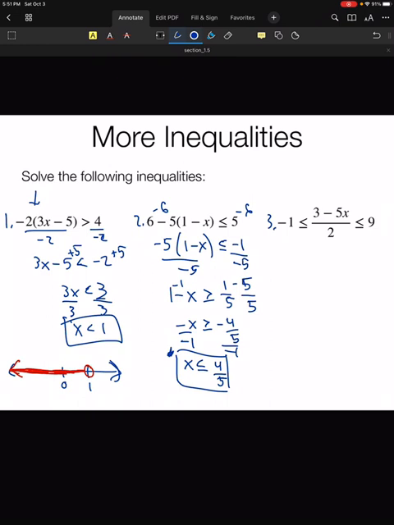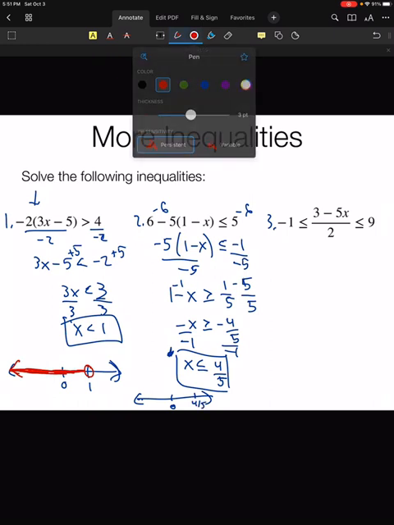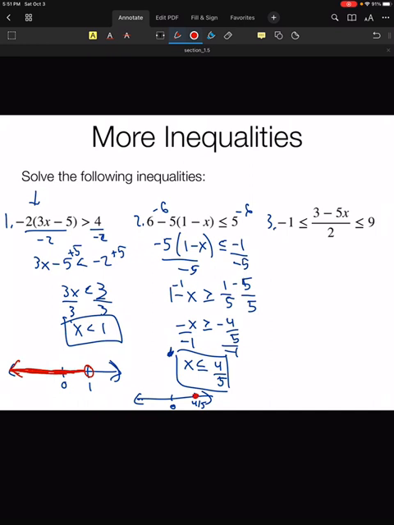Okay, and what that looks like on a little number line here is that here's 0, here's 4/5. Okay. It's a closed circle there, and then everything less is shaded. Okay, great. Now we have one where the numbers are in the middle, but we've got some division going on.